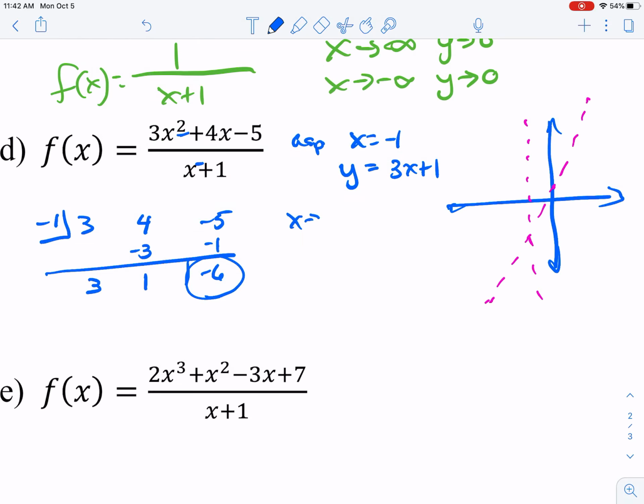X is going to infinity, y goes to infinity. X is going to negative infinity, y goes to negative infinity. And then you need to graph it.